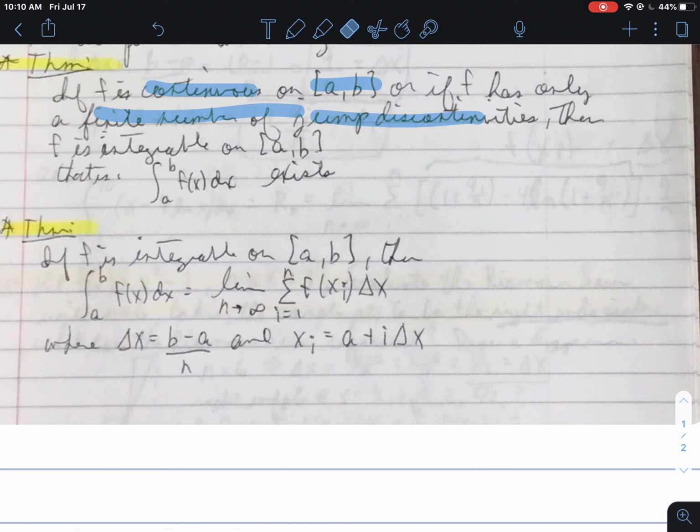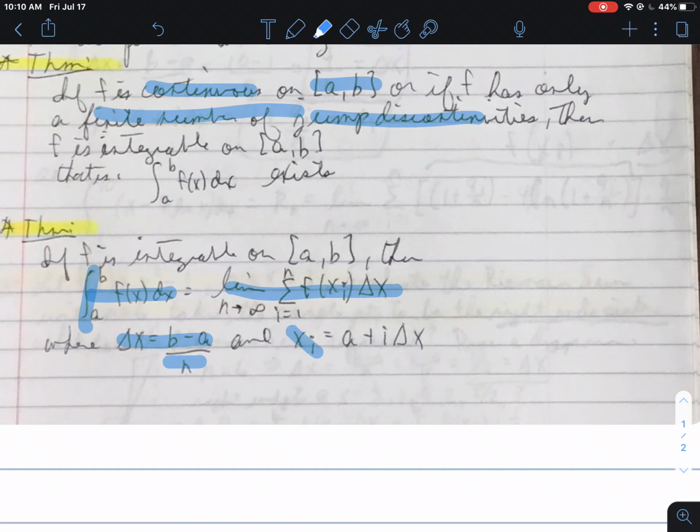Theorem. If f is integrable on our interval from a to b, then the integral from a to b of f of x dx is equal to the limit as n approaches infinity of the sum as i goes from 1 to n of f of x_i delta x. This is simply a theorem stating what we already mentioned earlier, that if the function is integrable, then our integral from a to b of f of x dx is equal to that limit of sums, where delta x, as we defined earlier, is b minus a over n, the width of the interval from a to b divided by the number of partitions.